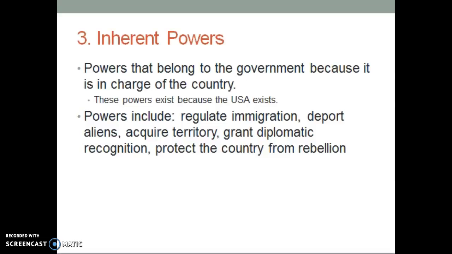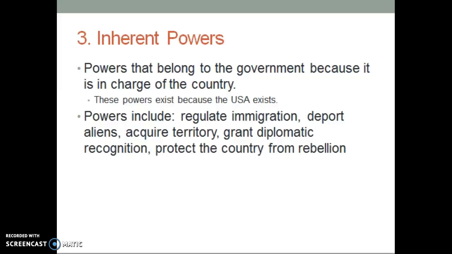Granting diplomatic recognition. I think in an earlier video we talked about whether or not ISIS was legit, and if we don't grant them diplomatic recognition, or if nations in general don't grant them diplomatic recognition, then part of it is being recognized by other states. So no, they would not be legitimate. So having the authority to recognize governments, and then again protecting our country from rebelling, being able to have an army that protects us as well.